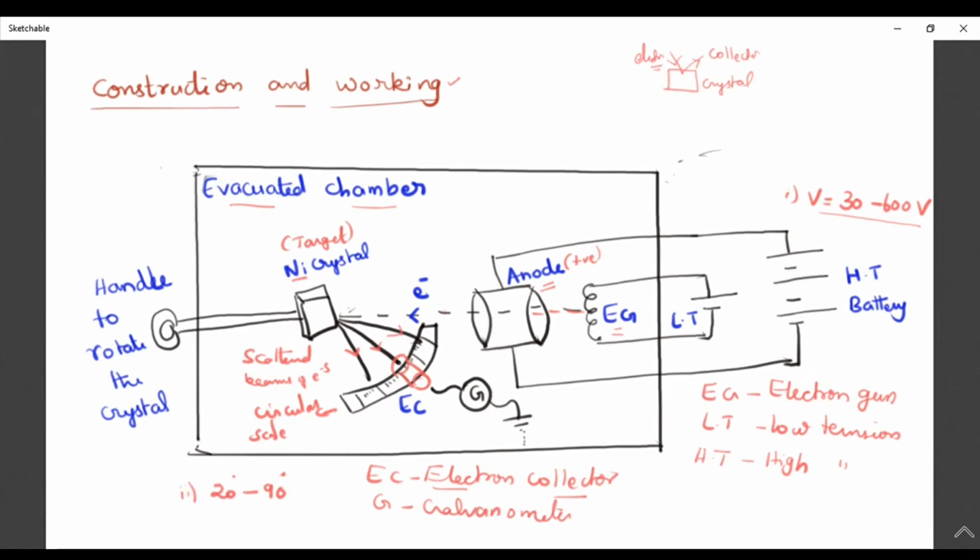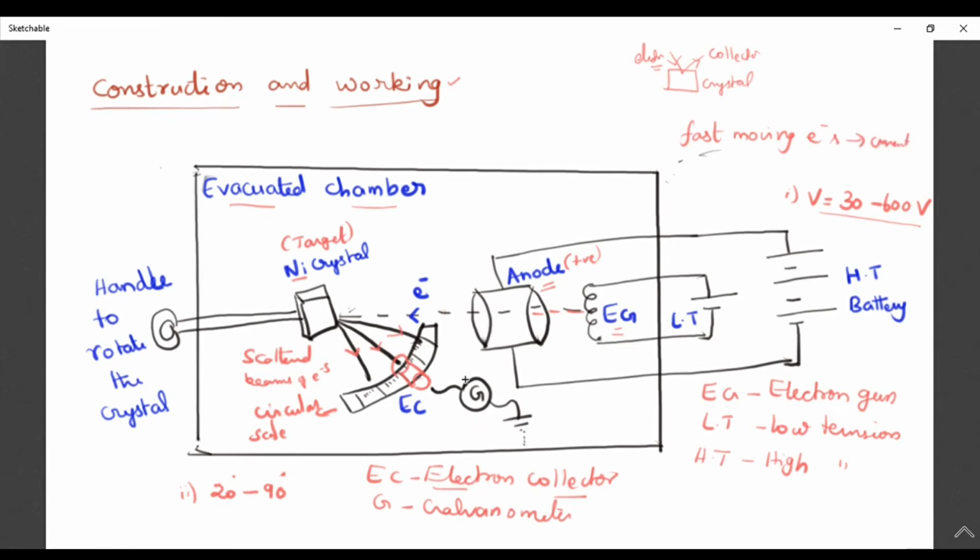And then this electron collector is connected to the galvanometer. Galvanometer means it shows the current. That means the electron collector is collecting the electrons, fast moving electrons. Listen, fast moving electrons are nothing but current. So this current will be recorded by the galvanometer here.